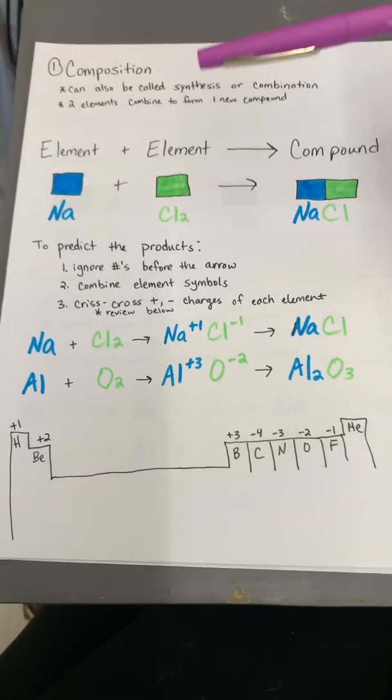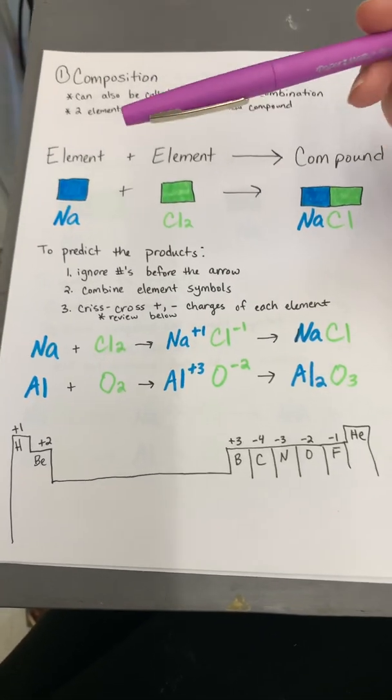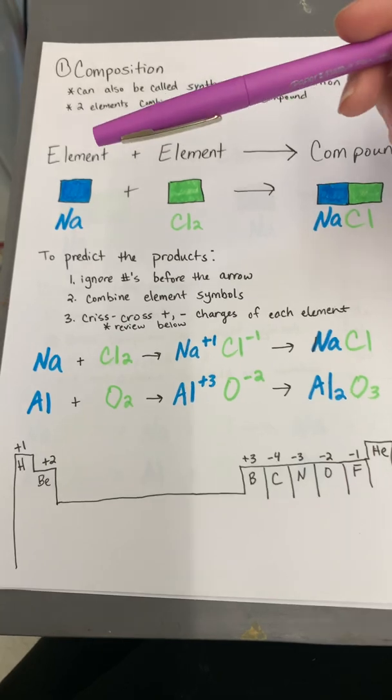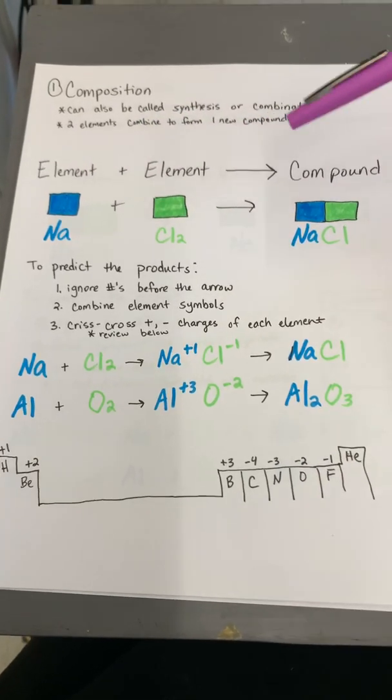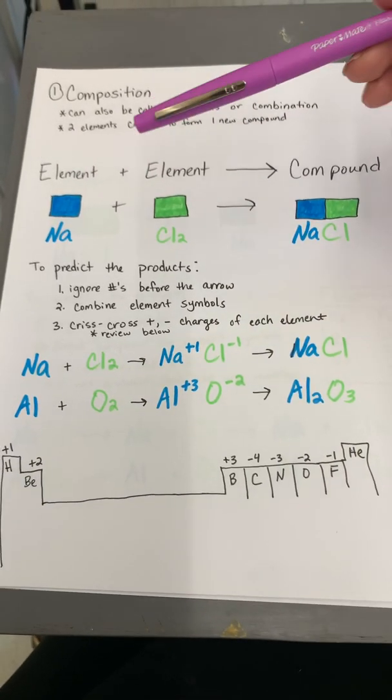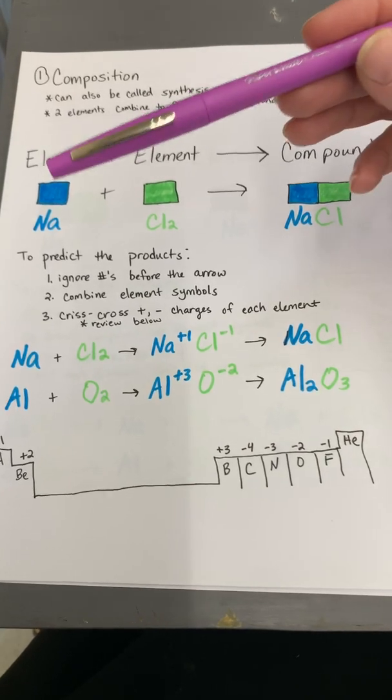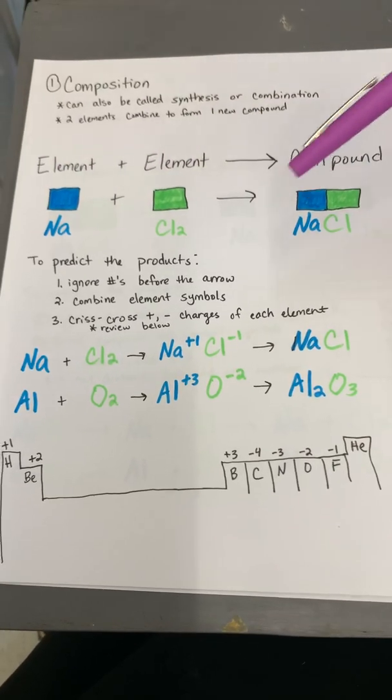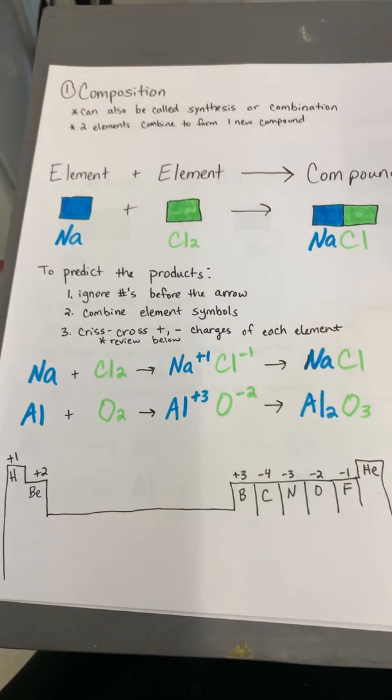So this reaction is your basic chemical reaction that we think of when we think of a reaction. We have an element plus an element that's going to join together and make a compound. The color coding here, blue plus green, they just form a compound of blue-green.